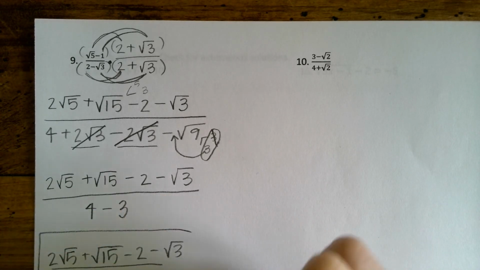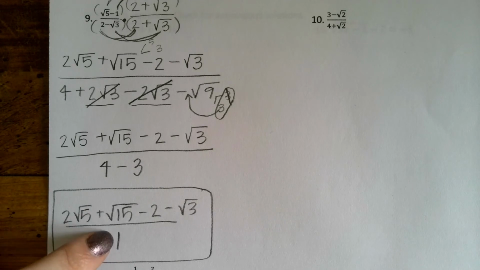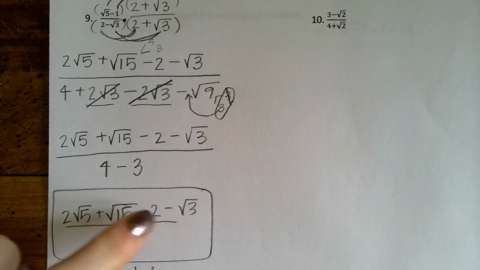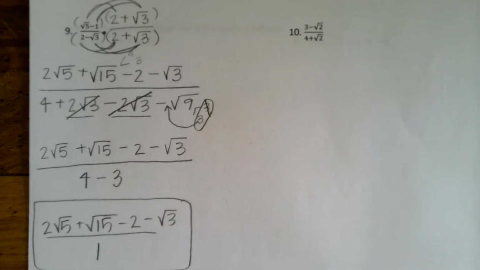So whenever you are doing problems like this, we should always end up with just a whole number in the denominator with no square roots. Sometimes you have stuff to combine on the top, but on the bottom, if you did it correctly, you should always end with no square roots. Go ahead and pause your video and try number 10.